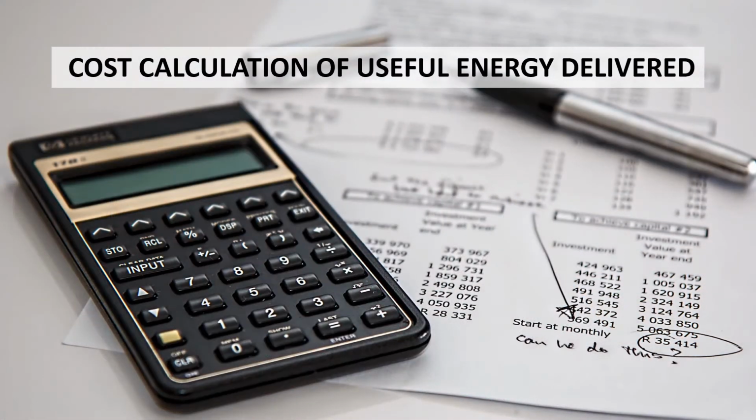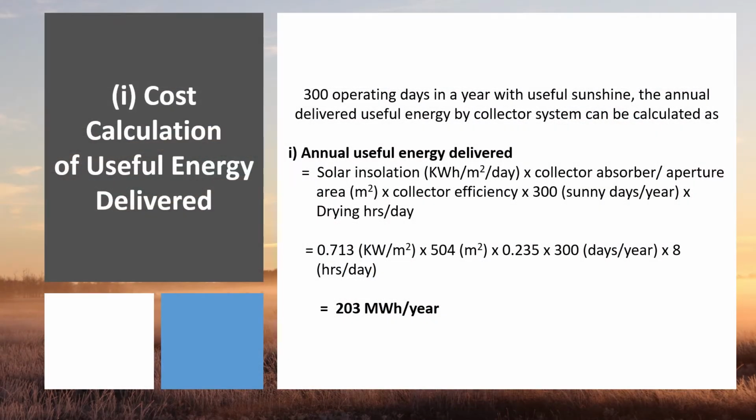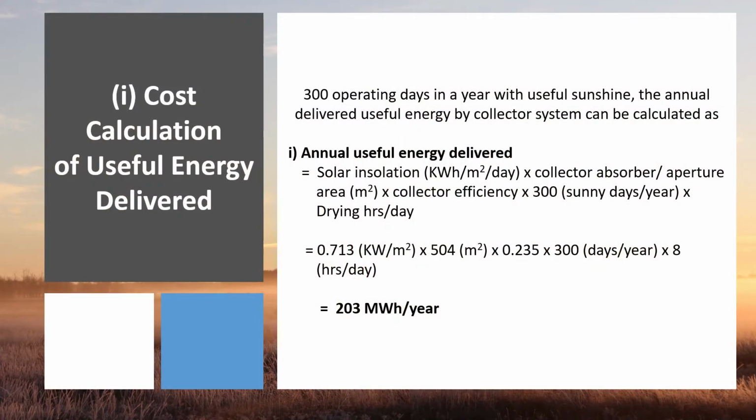First, we will do cost calculation of useful energy delivered. As I had already discussed in the cost component of drying unit module, we have assumed 300 operating days in a year with useful sunshine. The annual delivered useful energy by the collector system can be calculated by the following formula. It is calculated as solar intensity, in kilowatt hour per meter square per day, into collector absorber area in meter square, into collector efficiency in percentage, into 300 sunny days per year, into drying hours per day.